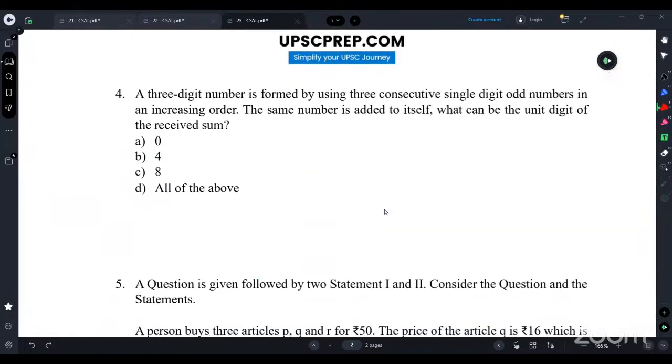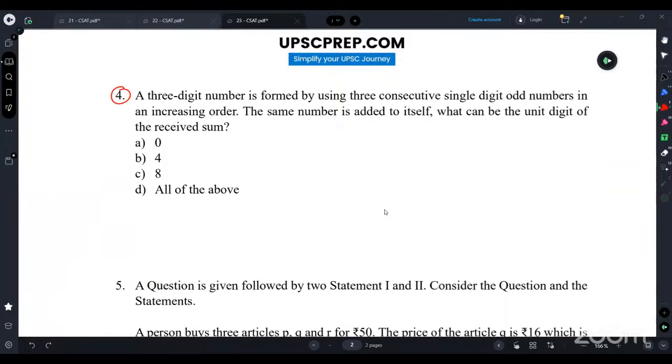See the next question now, guys. A 3-digit number is formed by 3 consecutive single-digit odd numbers in an increasing order. See now, guys, what are the possibilities? You have to use only odd numbers. The first possibility will be 135. 135 will be the first number, right?